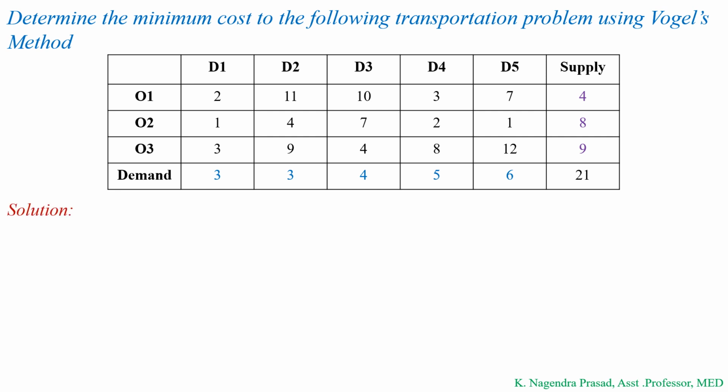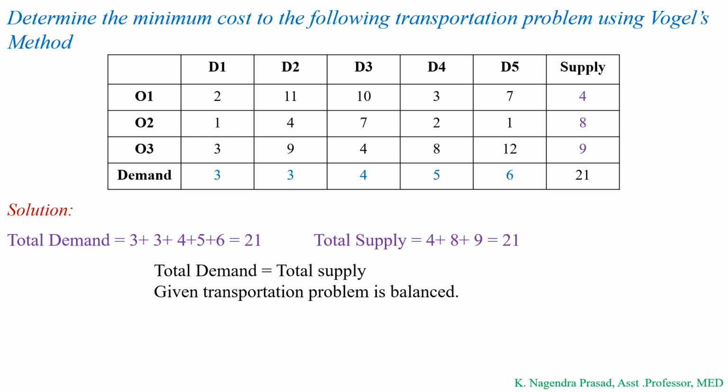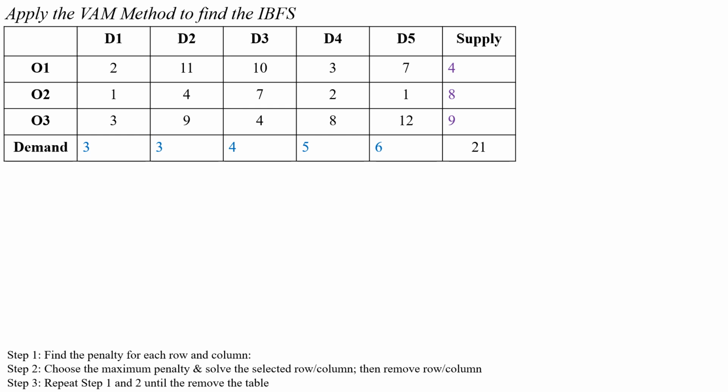Let's see the solution. Here total demand is 3 plus 3 plus 4 plus 5 plus 6, which is equal to 21. Similarly, total supply equals 4 plus 8 plus 9, which is equal to 21. So total supply equals the total demand. Then the given transportation problem is a balanced transportation problem. Now we apply the VAM method to find the initial basic feasible solution.